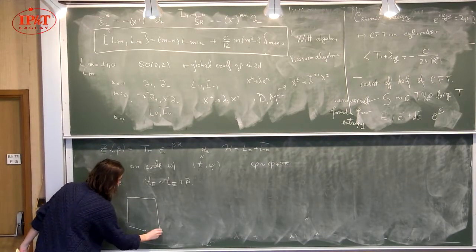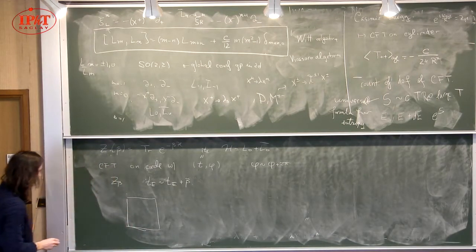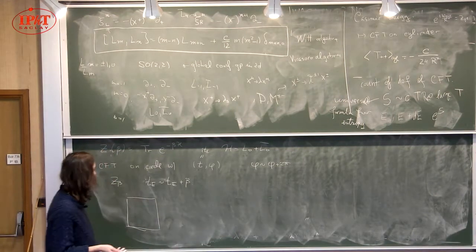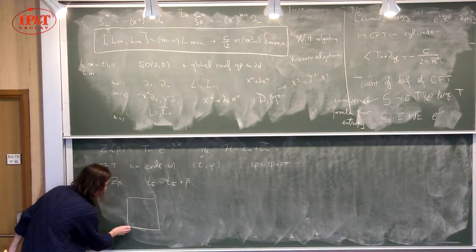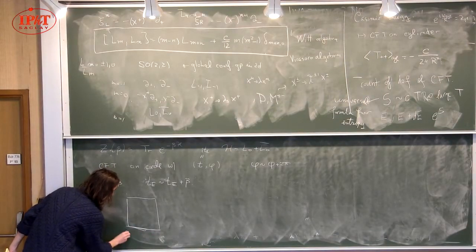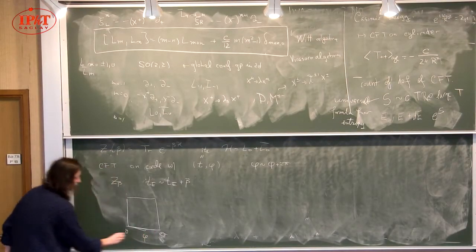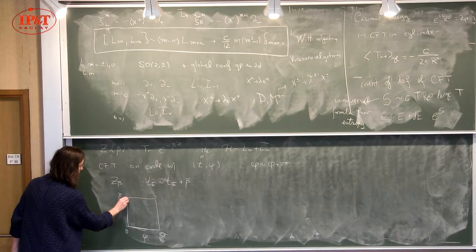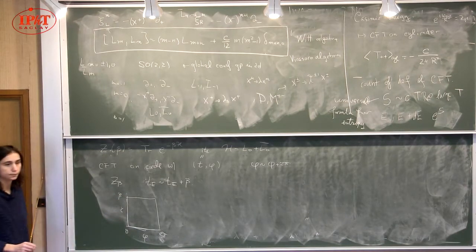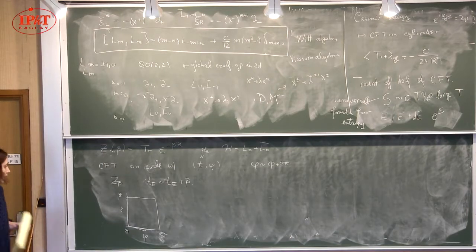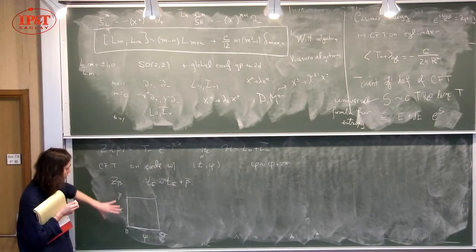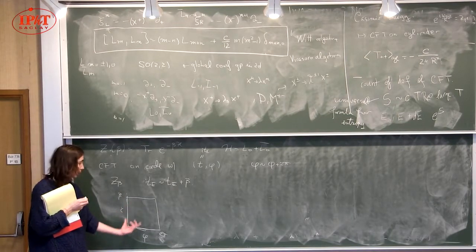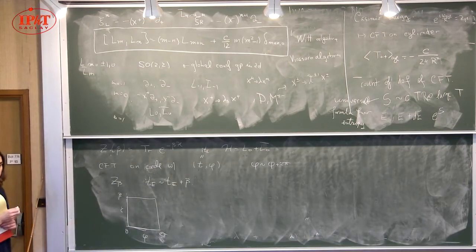So if I draw here my two-dimensional space, which is now Euclidean because I've rotated time, it has one coordinate which is phi, identified mod 2 pi, and another coordinate which is tau, identified mod beta. So basically I have to compute the partition function of the CFT on a torus with these identifications. Because if I take the plane and do these identifications, what I get is a torus.